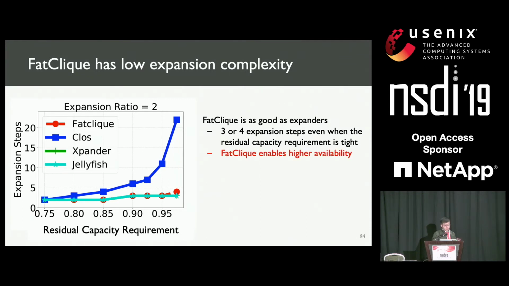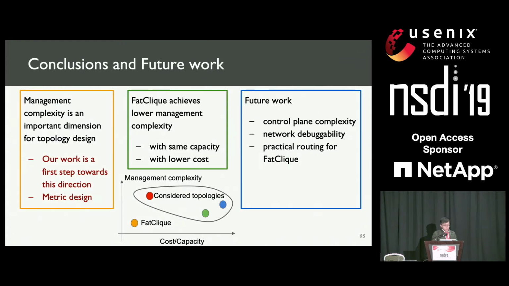This has implications for network availability. That is, to maintain the same number of expansion steps, FatClique and expanders can enable much higher network availability. So in conclusion, management complexity is an important dimension for topology design, and our work is the first step in this direction.